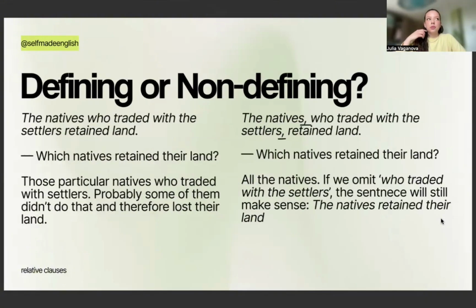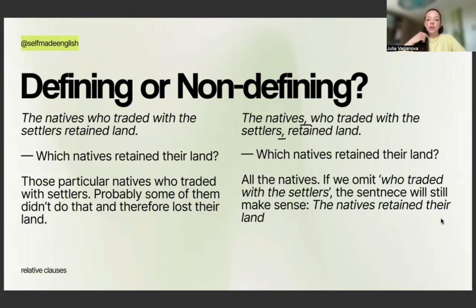Also, how do we distinguish between a defining and non-defining relative clause? When I personally start thinking about commas in the sentence, I ask a question whether this information is essential or not, whether I can omit this information or not. The natives who traded the settlers retained the land. Which natives retained the land? Is this information key about the natives? Probably those particular natives who traded with the settlers. Probably some of them did not do that and therefore lost their land, right? So this is the qualification of only those natives.